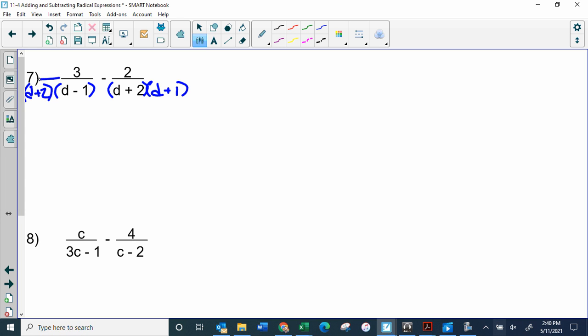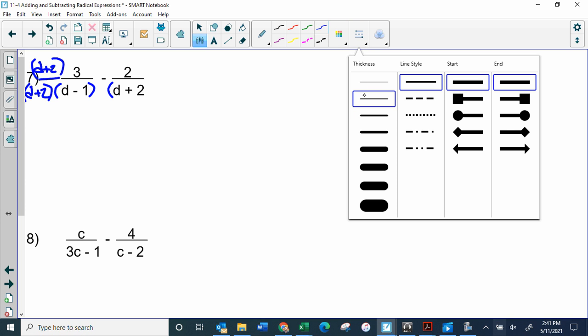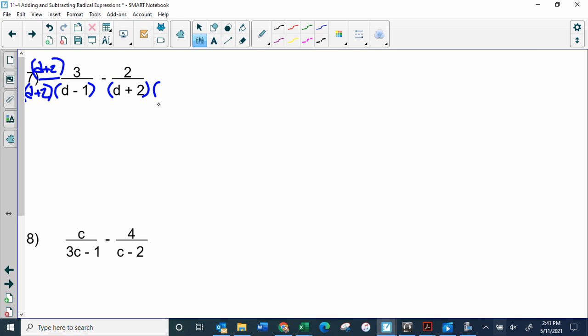And whatever I do to the denominator, I got to do to the numerator also. So d plus 2 times 3 and d plus 1 times 2. So in the denominator, I have d plus 2 times d minus 1 and d plus 2 times d minus 1. This should have been a minus 1. I'm glad I just caught that. But they're not the same right now, right? Oh, let's just erase all that. So luckily I said that out loud and caught my mistake. So I multiplied this by d plus 1 the first time. It should have been times d minus 1.